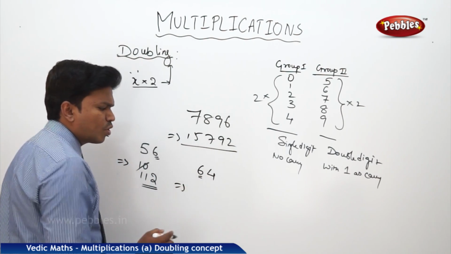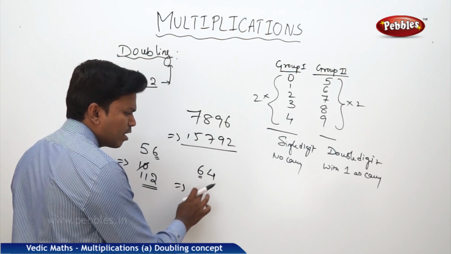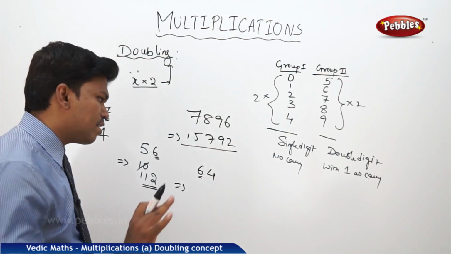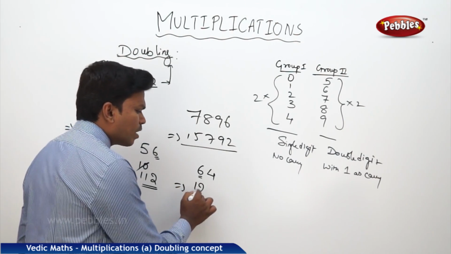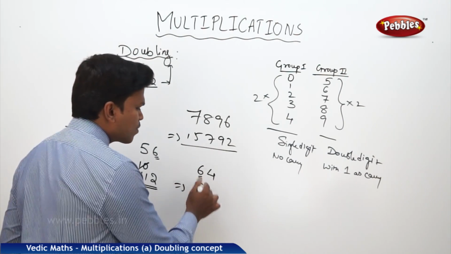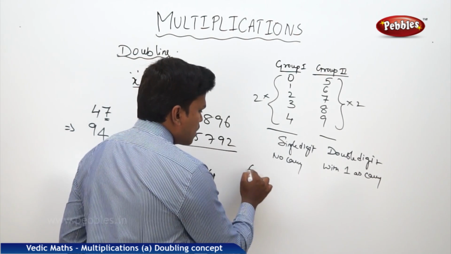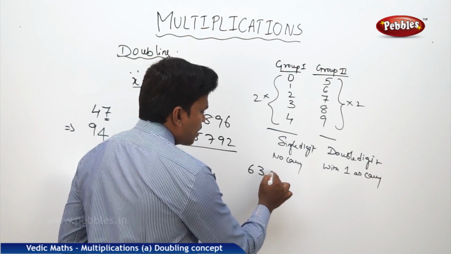Suppose we take 64. What is 2 6s? 12. Yes, I have to write 12 here. But is the next number first group or second group? Yes, it is first group only. So 12 will be 12. There is no need of increasing. Just 2 4s are 8 directly. So what is the answer? 128.